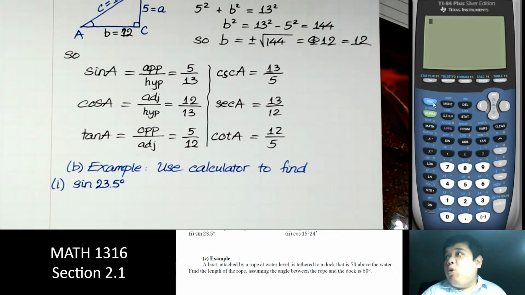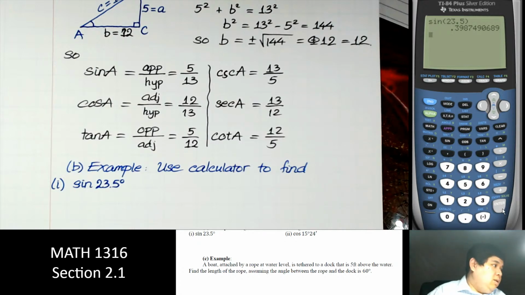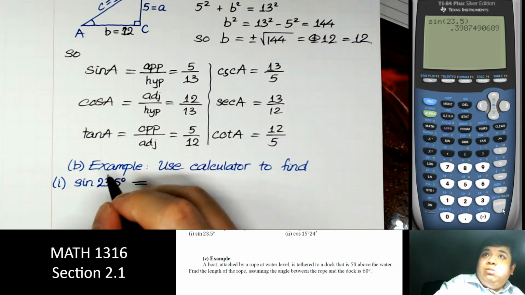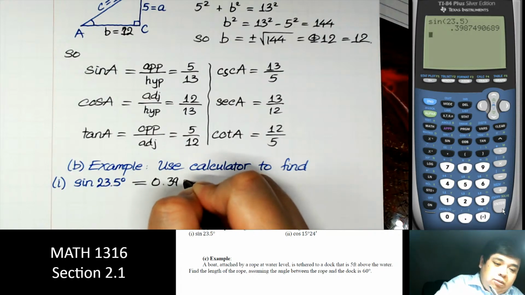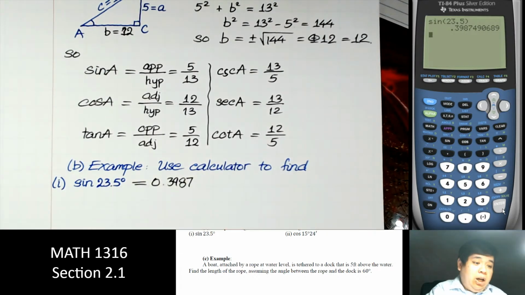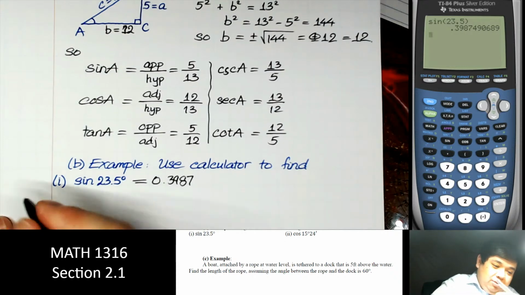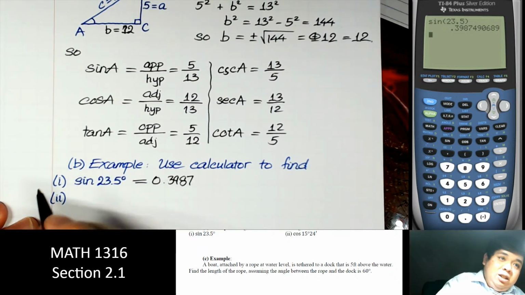Sine of 23.5 degrees. If it is in degree mode, we don't need to enter anything. So just calculate those. How many decimal digits do we need? Usually 3 or 4. Actually, it doesn't matter. The question will tell you how many decimal digits we need.